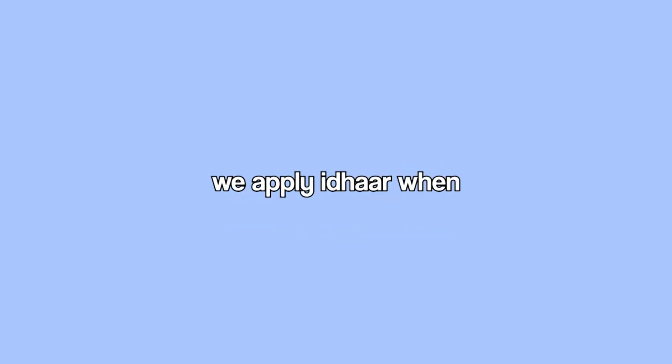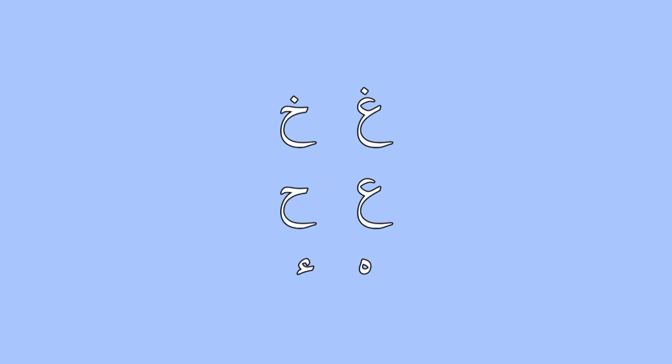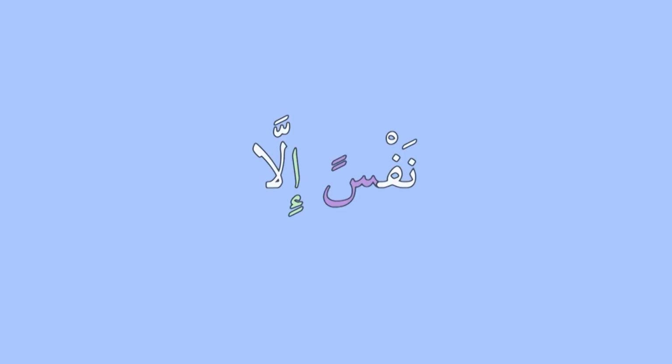That's because we apply idhar when nun sakin or tanween is followed by one of 6 letters that all originate from the throat, and they are hamza, ha, ha, ayn, kha, or ghayn. Let's take a look at some examples. أنهار نفسا إلا نصوحا عسى. Remember, here there is no distortion of the sound and we simply show it just as it is supposed to be recited.